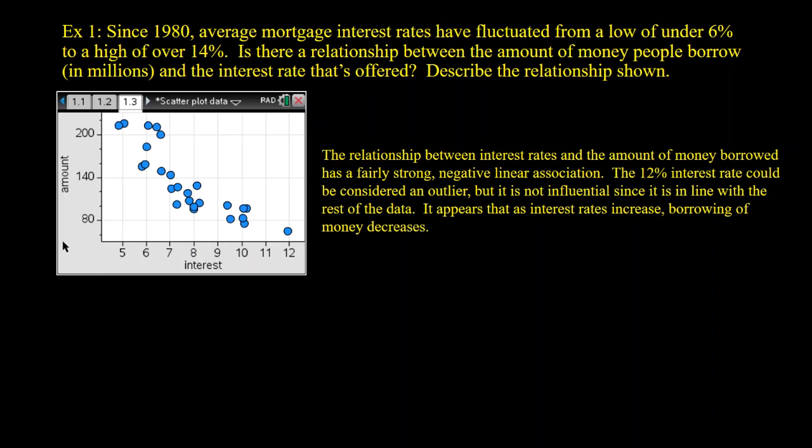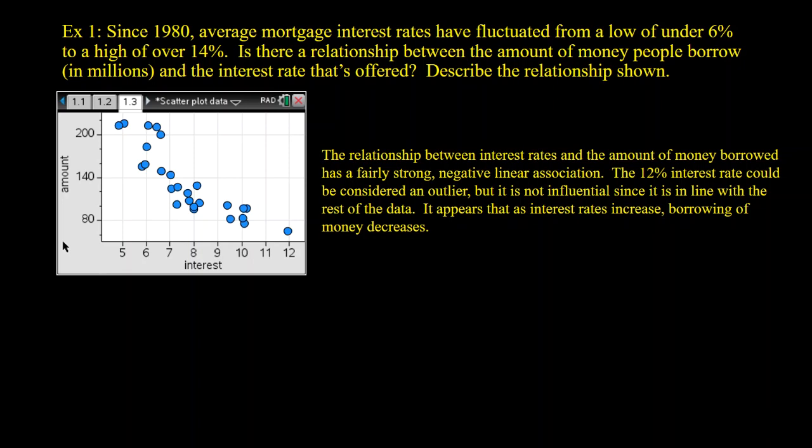Okay, so we have the context in here twice. The relationship between interest rates and amount of money borrowed. And at the end, where we say, it appears that as interest rates increase, borrowing of money decreases. So we're talking about the context and also kind of giving an overview of the whole thing. That's really important to us. We want to get that feel that as interest rates increase, people are less likely to borrow money. So that's important to know.